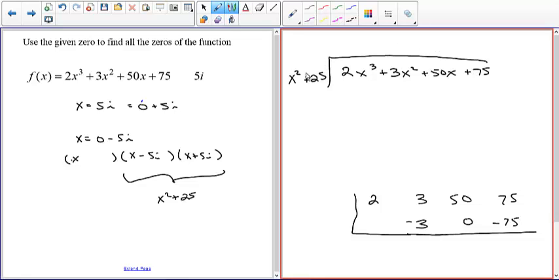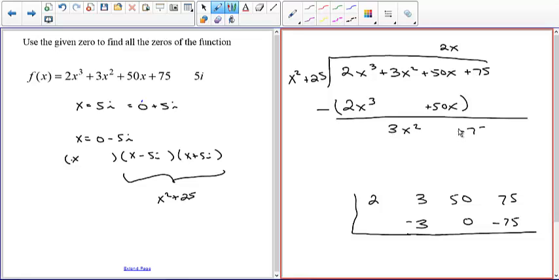So anyway, the question is here, what do I need to multiply x squared by to get 2x cubed? The answer is 2x. So 2x times x squared is 2x cubed. 2x times 25 is 50x. That was the problem. I put down 50x squared because I forgot that there's no linear term in there. Okay, then you subtract these. So this goes to 0, that goes to 0. You're left with 3x squared plus 75.